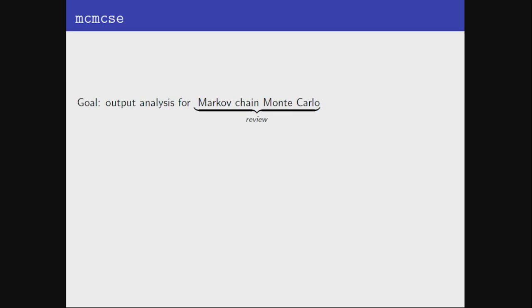Okay, so what does the package do? Well, it does output analysis for Markov chain Monte Carlo. So of course, I'm going to have to do a little bit of review about MCMC, just hopefully enough so that you understand what the package does.